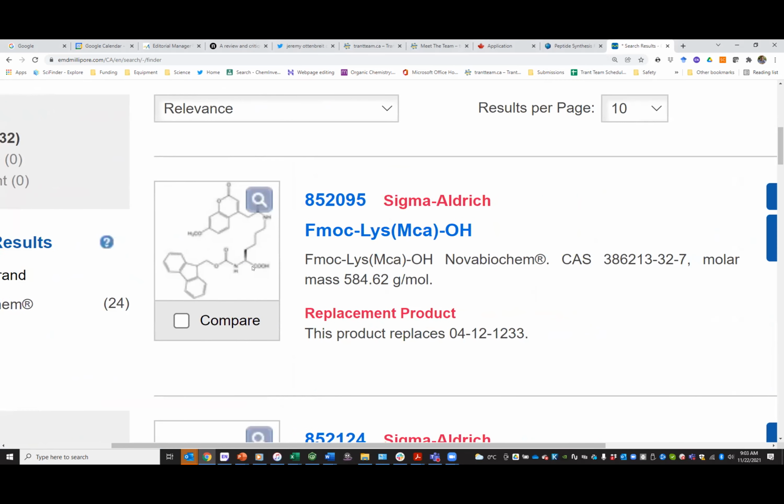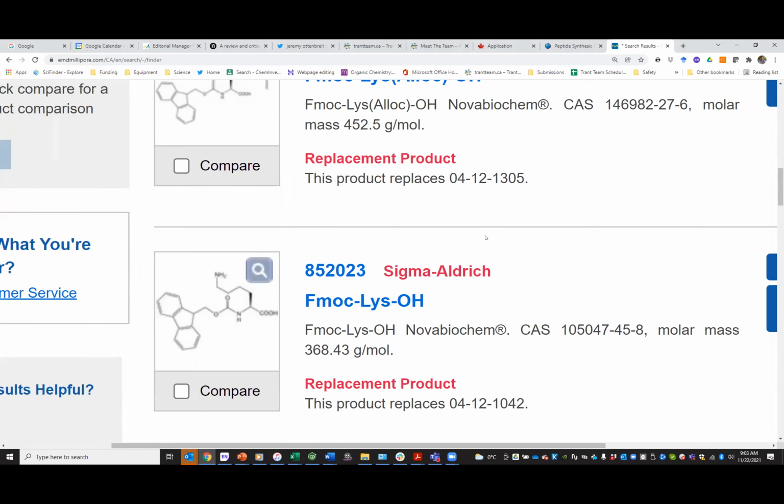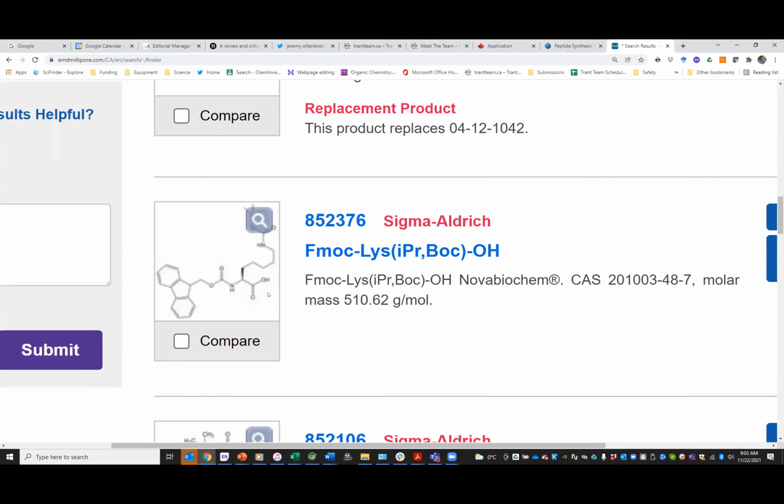But we have lysine, we have a free carboxylic acid. Notice we're always showing them as the free carboxylic acid. Fmoc group here, different protecting groups on a nitrogen. Here we have an Alloc. This is fully deprotected. There's Boc protected group on here. This is kind of the standard.